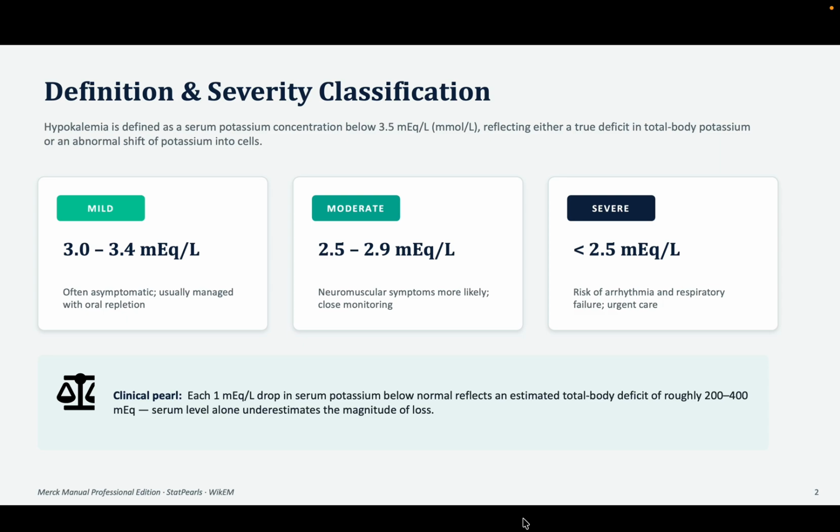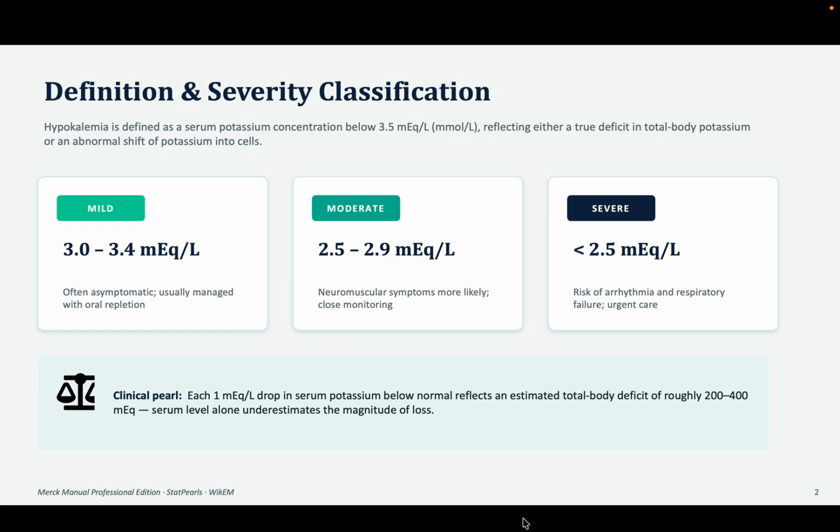Let's first start with the definition. Hypokalemia is defined as serum potassium concentration of less than 3.5 milliequivalent per liter, either due to a deficit in total body potassium or abnormal shift of potassium into the cells. It is further classified as mild, moderate, and severe.